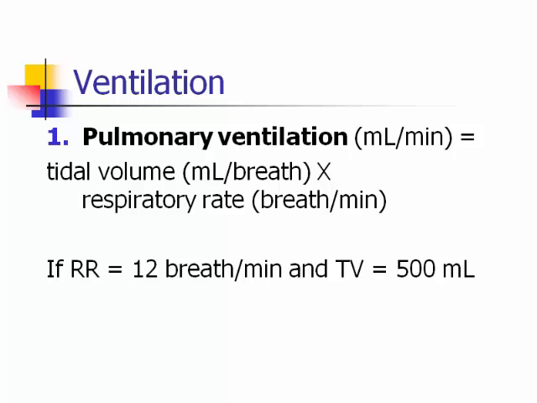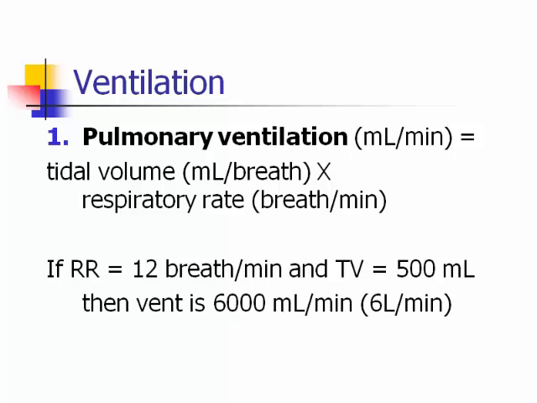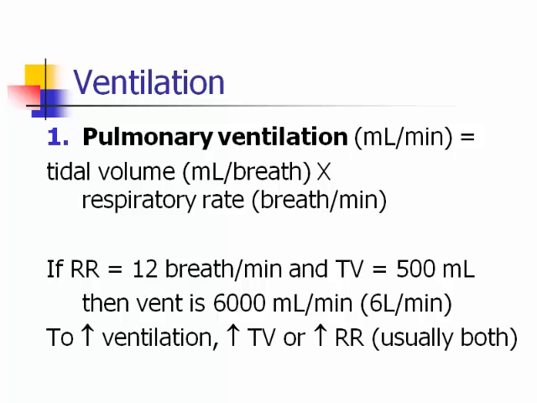So if your respiratory rate is 12 breaths per minute and your tidal volume is 500 milliliters per breath, then your ventilation is 6,000 milliliters per minute, or 6 liters per minute. That's easy. That's how much you have, right? You have 6 liters potentially, so that's about how much you would use in a minute. To increase ventilation, you would increase the tidal volume or increase the respiratory rate, but usually you do both. Okay, so when you run, you breathe faster and take bigger breaths.